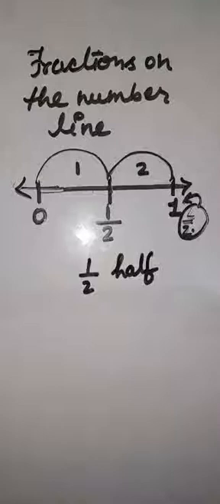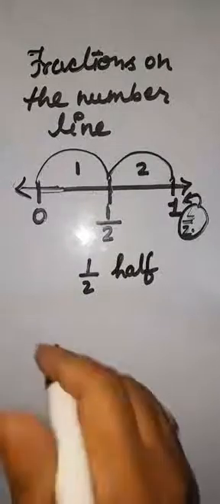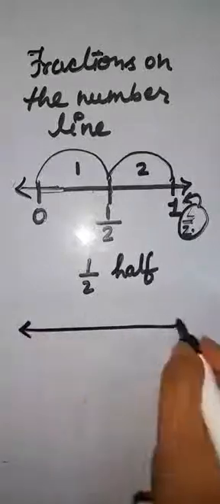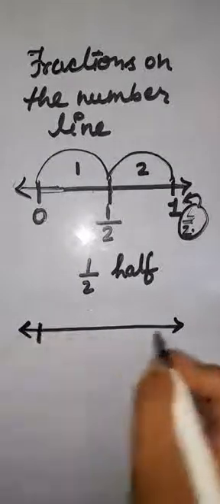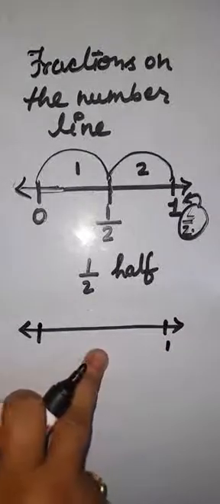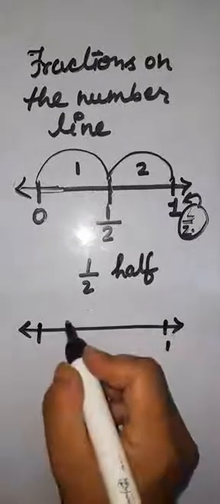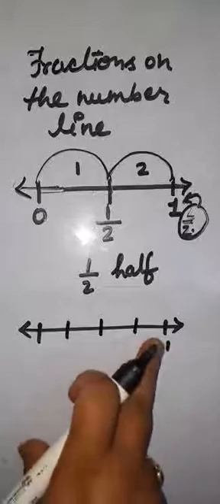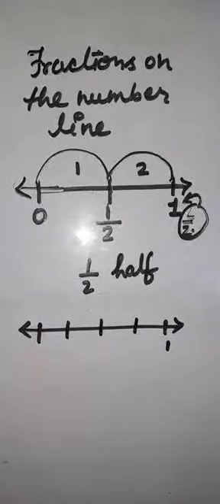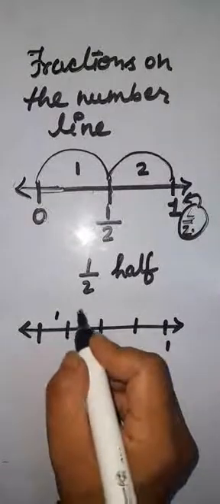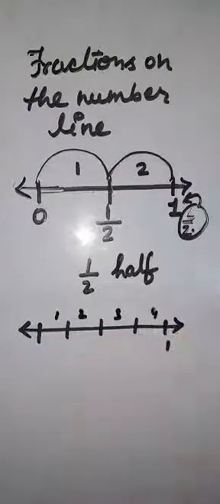Let's take another example. I am drawing a number line here. Now marking 2 arrows, and starting from 0, this is 1. Now I am dividing this number line into 4 equal parts, right? So 1, 2, 3, and this one is 4. This one, where I have written 1, this is the 4th. I have divided it into 4 equal parts.